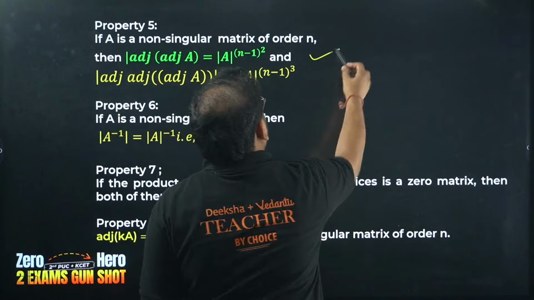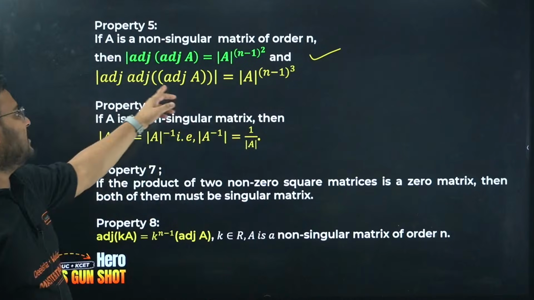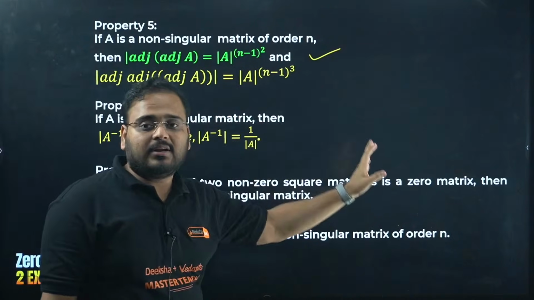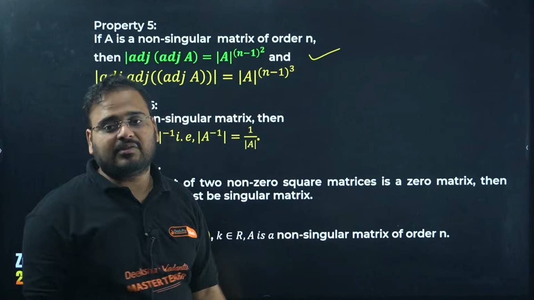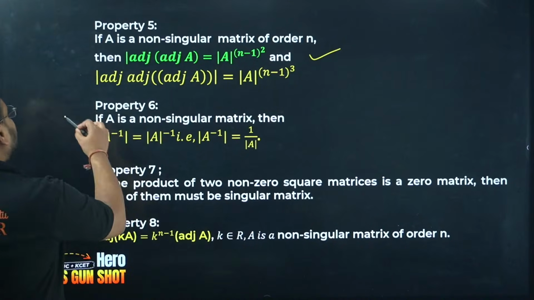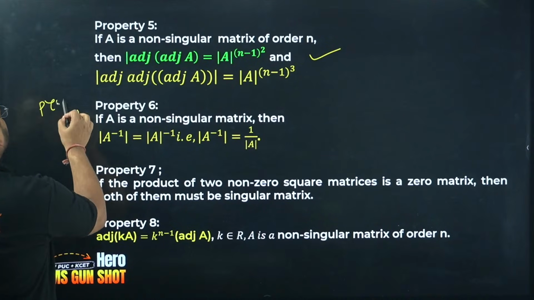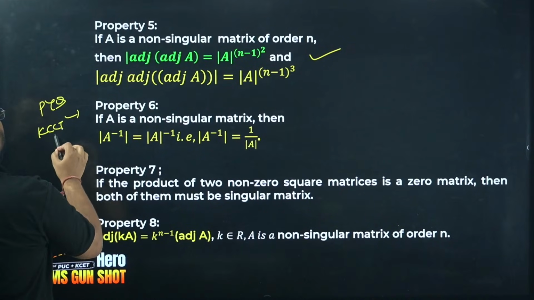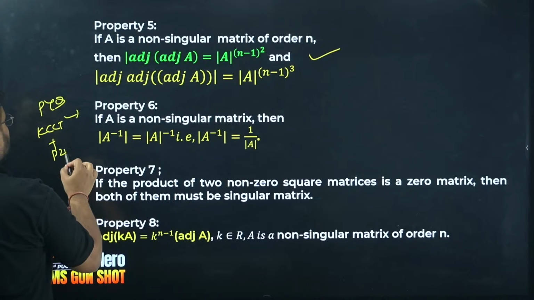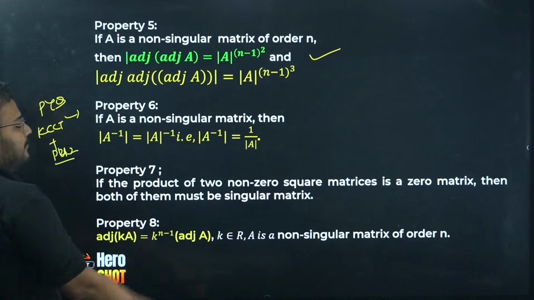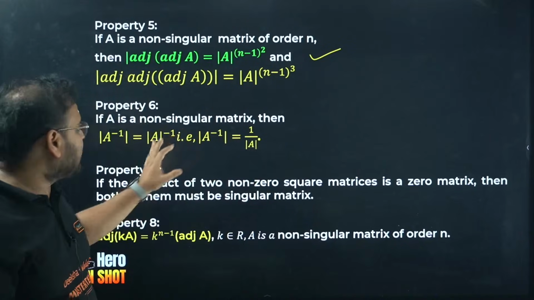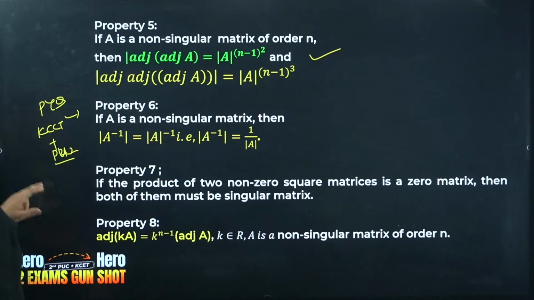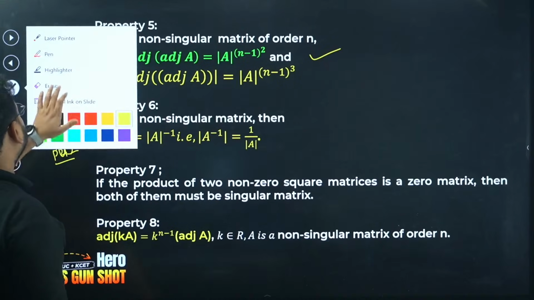This is what I explained to you right now. Whenever the number of adjoints is there, you have to write that as the power of n minus 1. In this case we had 2, so we wrote 2 here. We have 3 now, so the power is 3. Again, this is based on a KCET PYQ, and of course PU2. Not a direct PYQ, but a question based on this has come in KCET, and directly this property has been asked in PU2 many times.